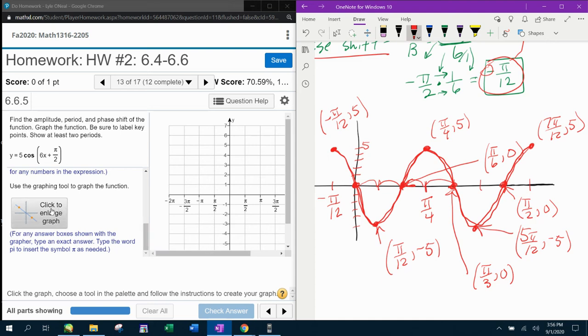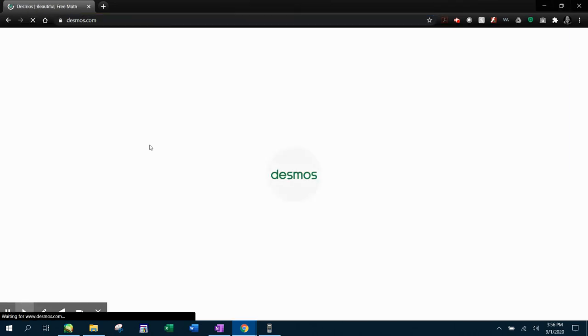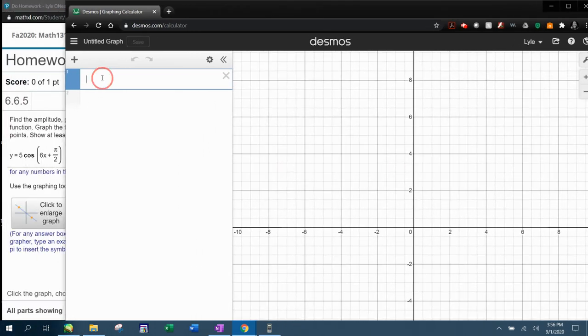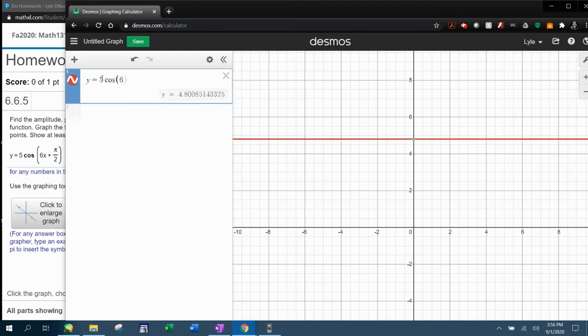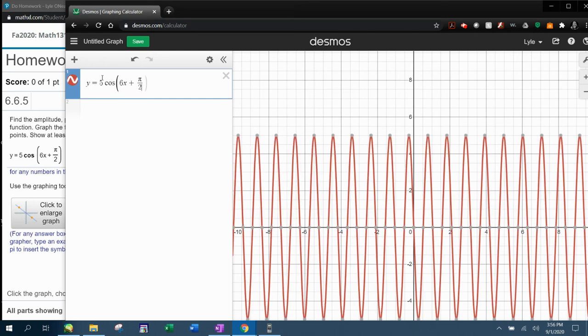And now I think what I'm going to do, and I like to teach as much good stuff as I can, is bring in Desmos, and we're going to check what we just did. Okay, so let's see if I can minimize this to where I can see my function. All right, here we go. We're going to type in the function y equals 5 cosine parentheses 6x plus pi over 2. Enter.